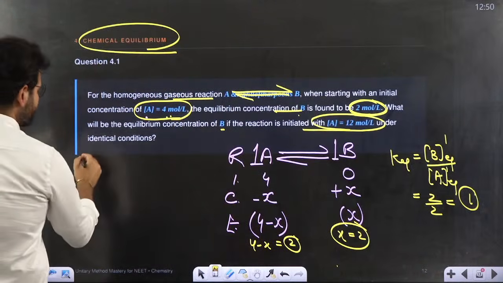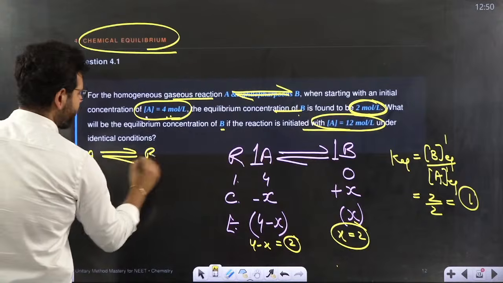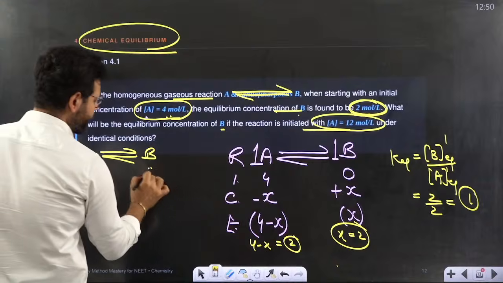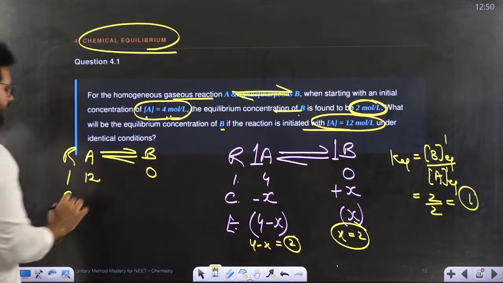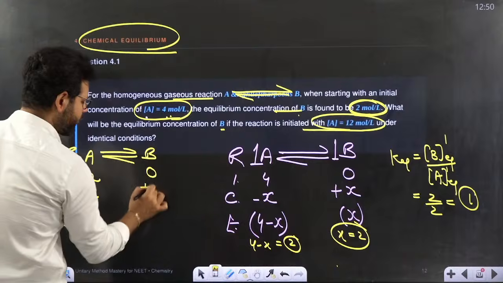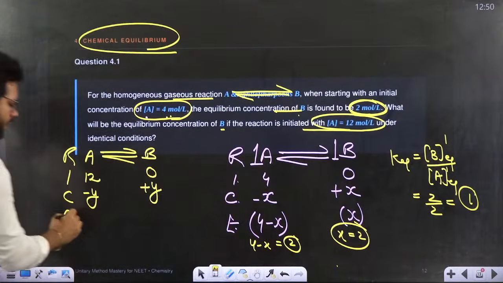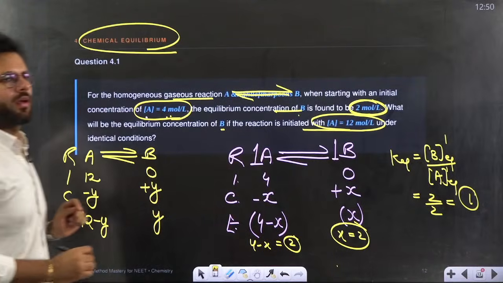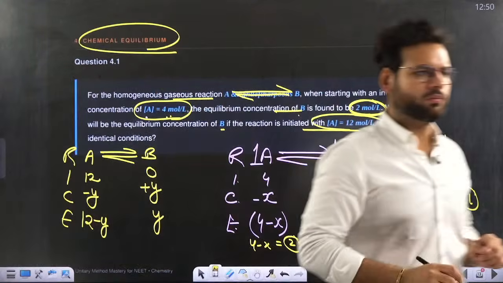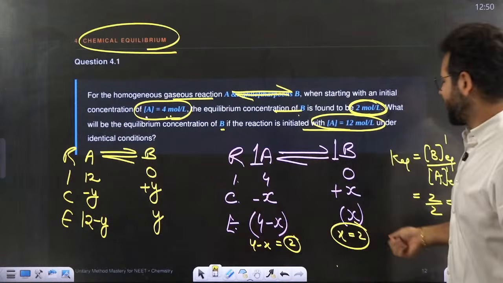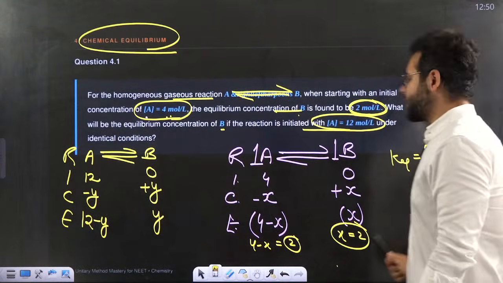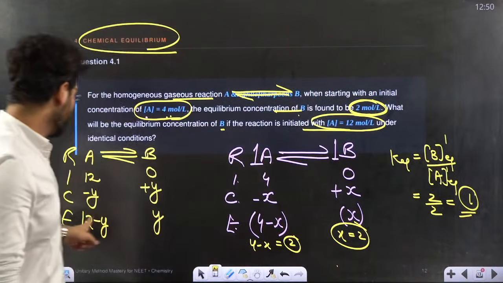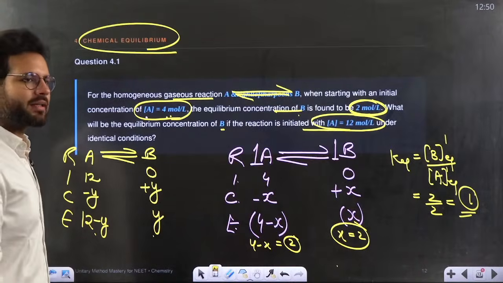Now do the reaction once again. A gives B. This time RICE, we start with 12 moles per liter. This is 0. Let's break it Y. This will form Y. This should remain 12 minus Y. This should remain Y. Although we can easily say equilibrium constant is 1, so reactant and product must be equal for this equation. So we should make it equal. So 12 minus Y and Y is remaining.